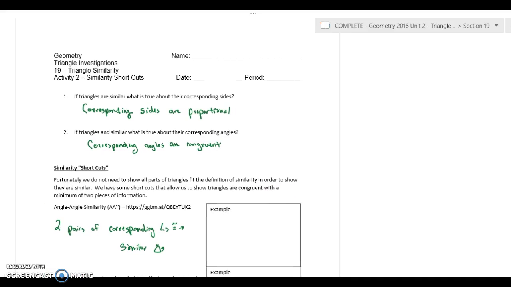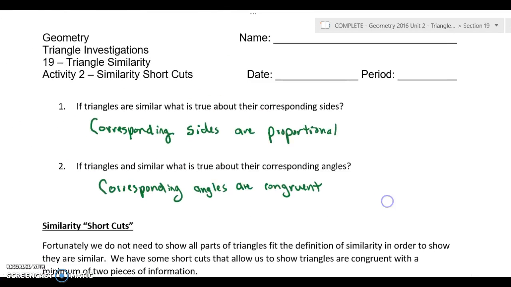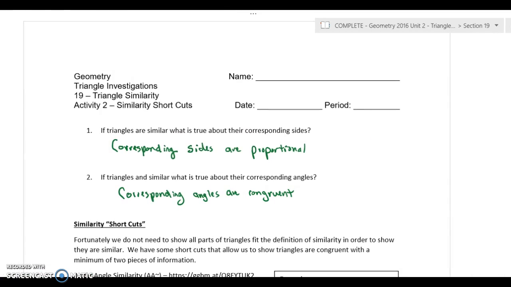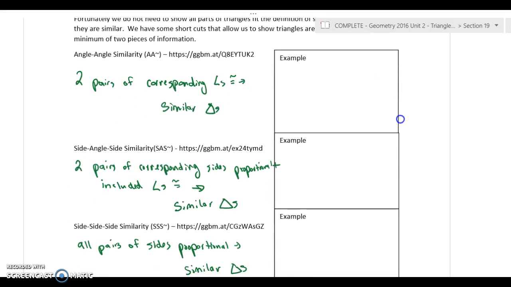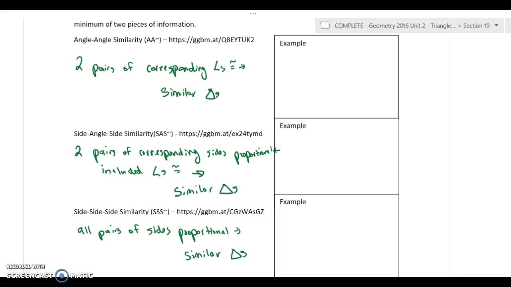In Activity 2, we looked at some shortcuts, some ways that we can maybe get it done a little bit quicker than having to show that everything is the same. Either the angles are congruent or the sides have the same ratio. So again, just reviewing, corresponding sides are proportional, corresponding angles are congruent. The nice thing is we have 3 different shortcuts that we can use. One is called angle-angle similarity. What it basically says is if we can show that 2 pairs of corresponding angles are congruent between the 2 triangles, then that shows us that the triangles are similar.